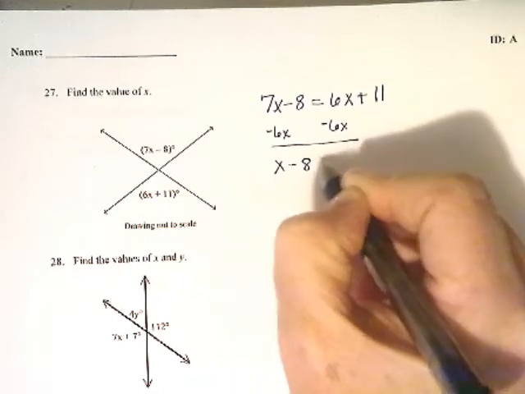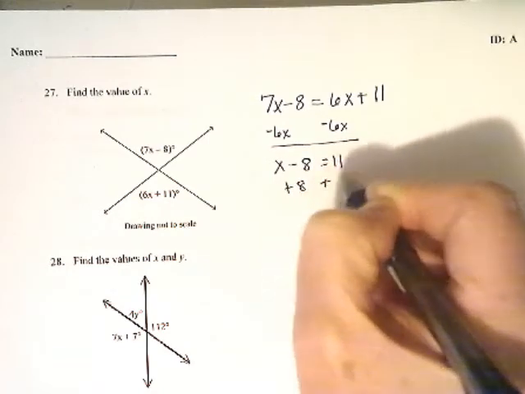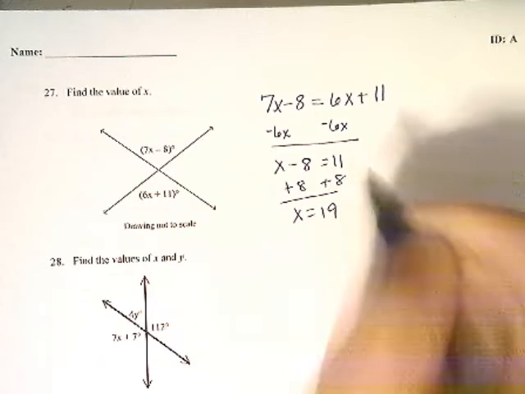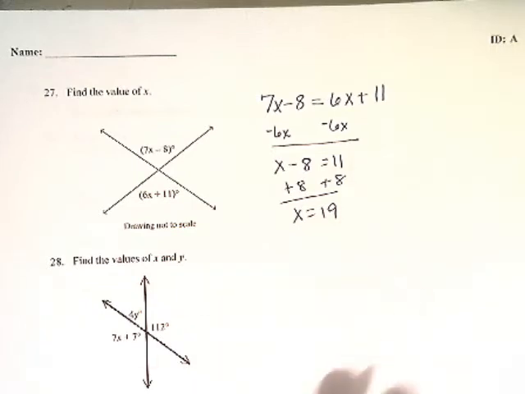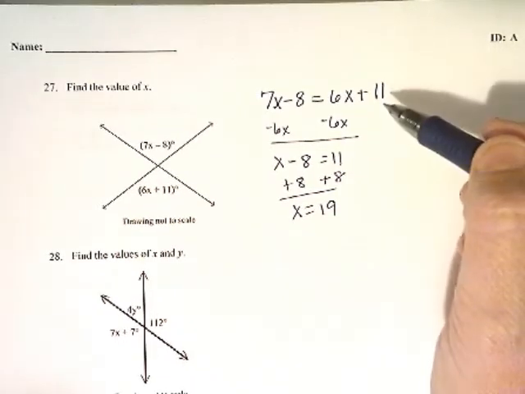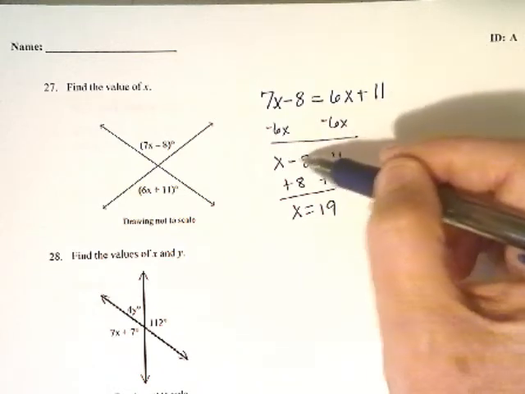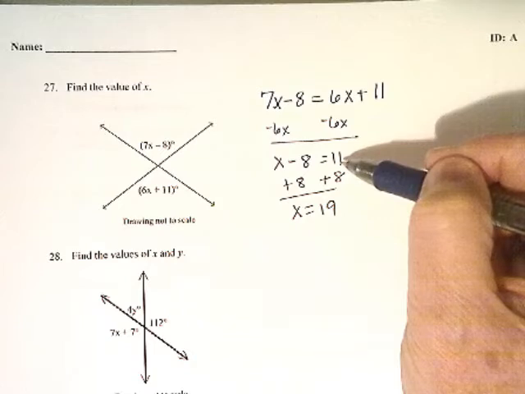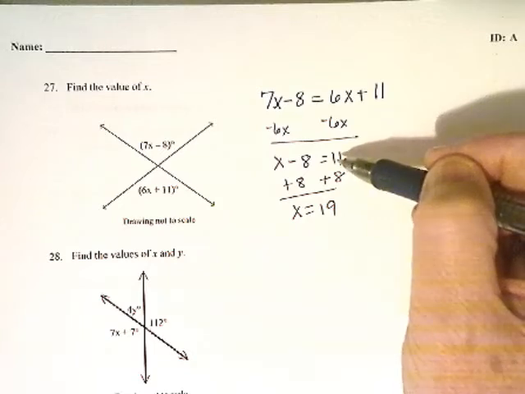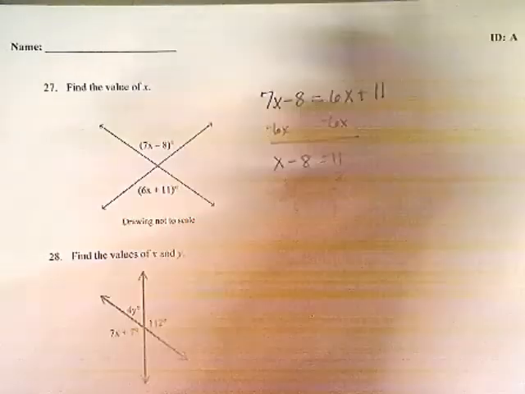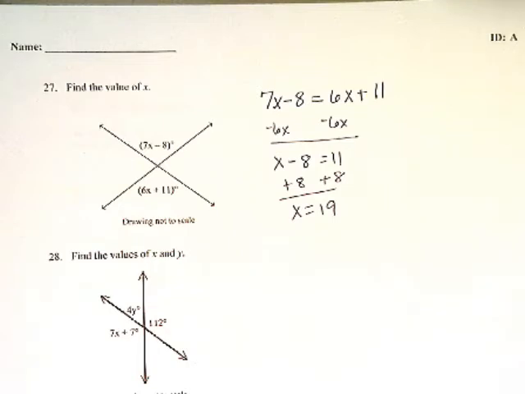So x minus 8 is 11. Add the 8. X is 19, but is that what they want you to do? Yes, that's what they want you to do. My book has negative 19. Where did that come from? 7 minus 6 is 1. Did I miss a sign in there? Let me stop this and see.